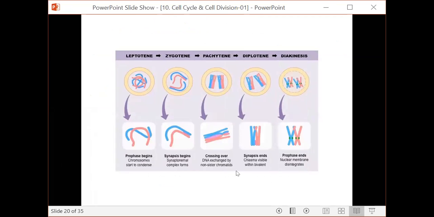This is how it is divided. You have your leptotene over here, then enters zygotene, then pachytene, diplotene, diakinesis. This is the sequence, right? Once these 5 stages are completed, we say prophase one is complete, and then we come across the next stages of the PMAT: metaphase, anaphase, telophase.